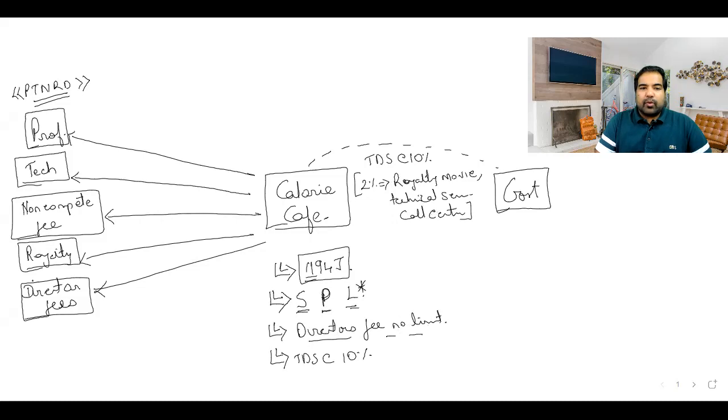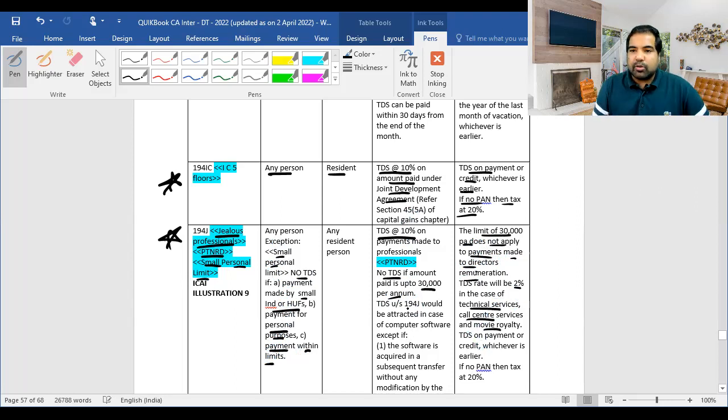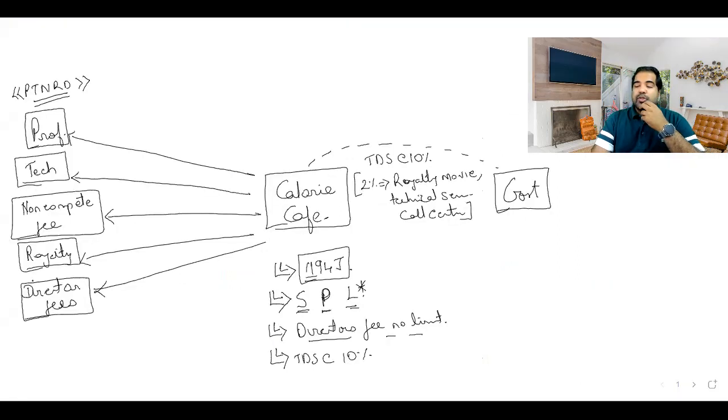Let's have a look at the quick book on 194J. Jealous professionals, PTNRD, and small personal limit. Small personal limit, no TDS for small individual, small HUFs for personal purposes and for payment within a limit. TDS is 10%. No TDS if the amount paid is up to 30,000. The limit of 30,000 per annum does not apply to payments made to directors' remuneration. TDS will be 2% in case of technical services, call center, and movie royalty. Payment or credit, whichever is earlier. Even on software, there will be TDS on the royalty amount, as this is section 194J.